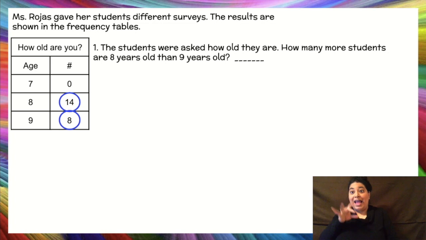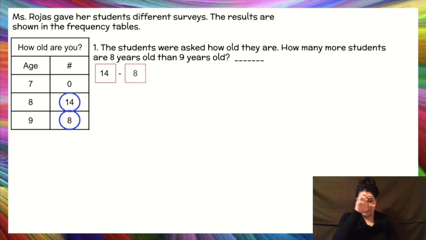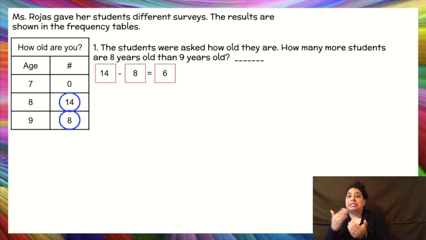And there are 8 students that are 9 years old. So what we're going to have to do is we're going to have to take those numbers and subtract them from each other. We're going to take 14 and we're going to subtract 8. This one's super easy. You should get an answer of 6. Okay? Let's look at the next one.